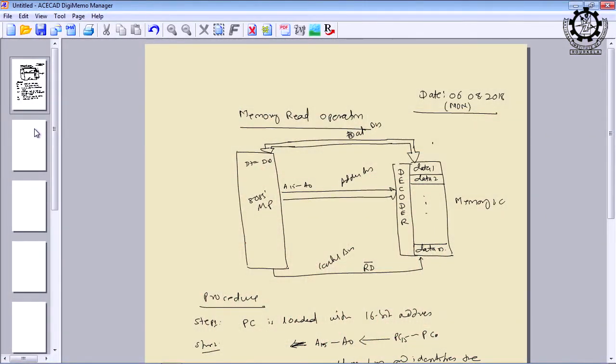Now, to carry out the memory read operation, the microprocessor 8085 initially will load the address into the program counter. I have already told you the program counter is a special register which holds the address of a location in the memory from where the data is to be read, right. So, step 1: the program counter is loaded with a 16-bit address, a memory address of course.